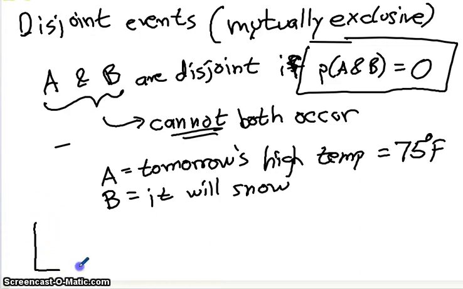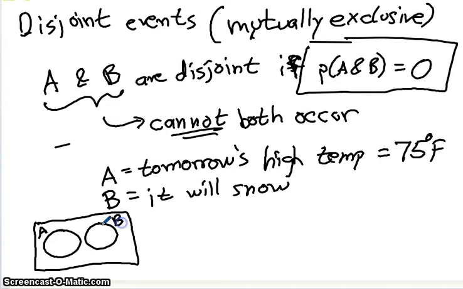If I look at a Venn diagram of two disjoint events, A and B, the diagram would look something like this. You see, these two events have no common outcomes. Even numbers and odd numbers, for instance, 3, 4, and 5. So there are no outcomes in common.